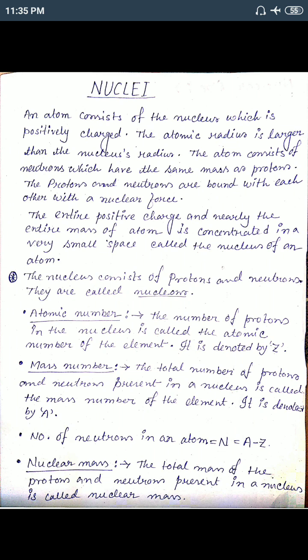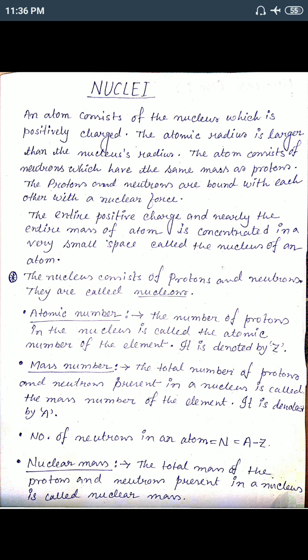As we know, each and every atom consists of a nucleus, and the nucleus always has a positive charge. Inside the nucleus, protons and neutrons are there. Neutrons are neutral particles, no charge is there. Protons are positively charged particles, that's why the nucleus is positively charged.